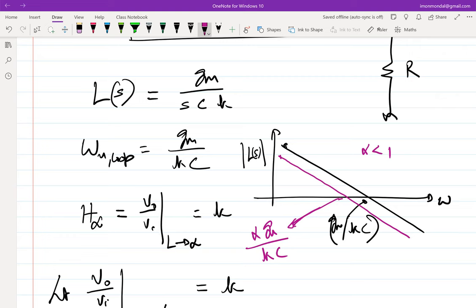So essentially, how fast the system settles is determined by what is happening at omega u loop. And where the system settles to is determined by what is happening around DC, for DC input, for step inputs. The statement is true for step inputs. So where it settles to ultimately depends on the DC characteristics, and how fast it settles depends on the high frequency characteristics. In the first order case, that is equivalent to omega u loop.